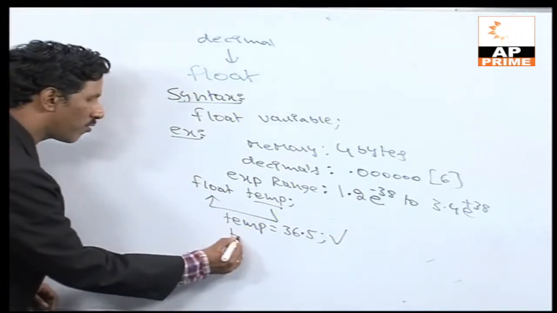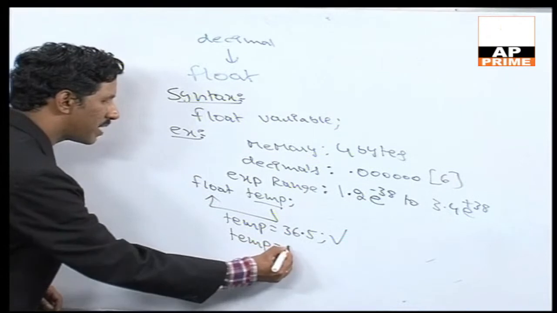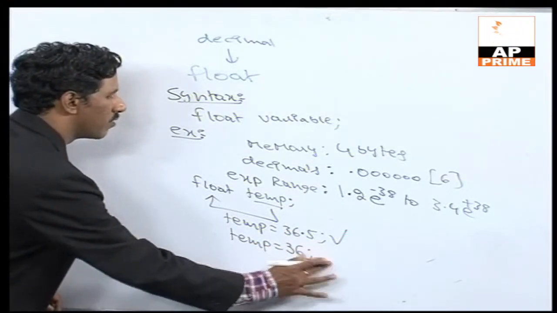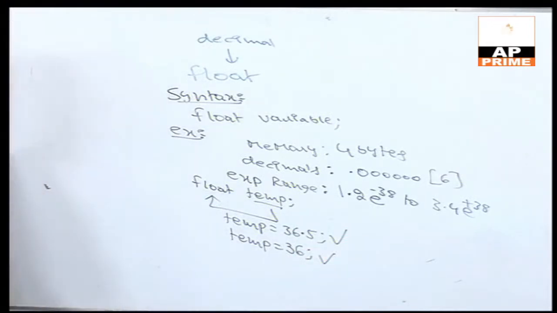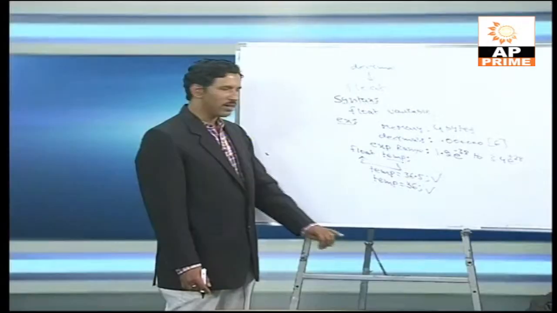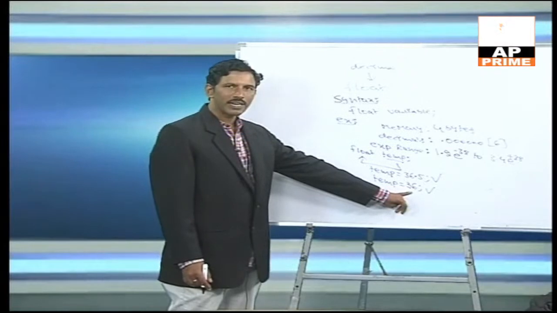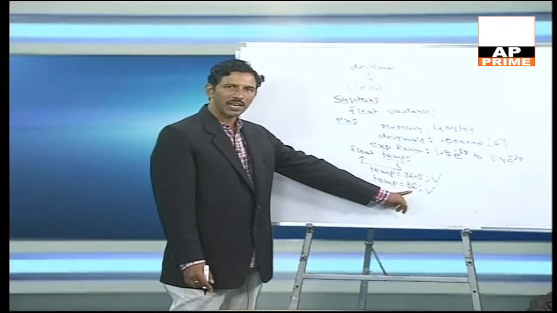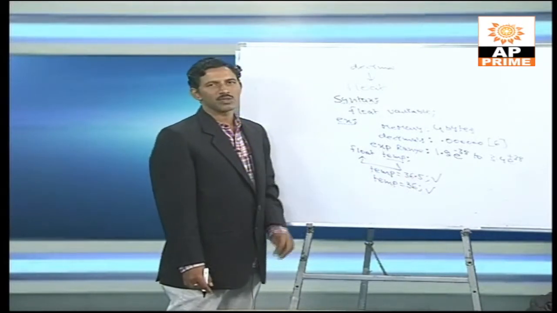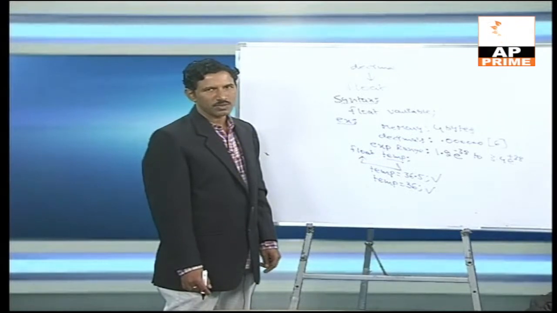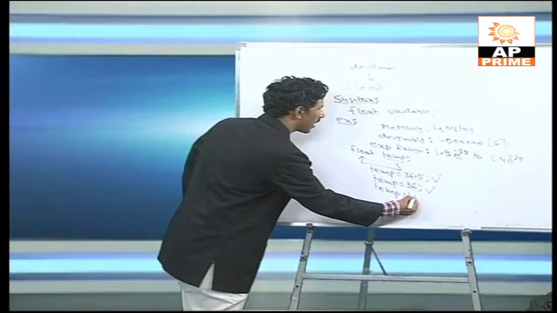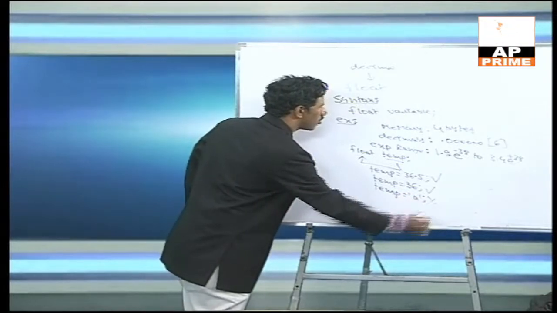If I mention the float without decimal, is it allowed? Yes. Without decimal is also allowed. Under float, without decimal you can also enter the value. But under integer, with decimal is not allowed. But under float, without decimal can be used, and with decimal can also be used. Both can be used. But under float, are characters allowed? No. Completely no.